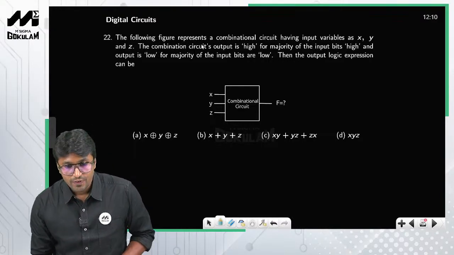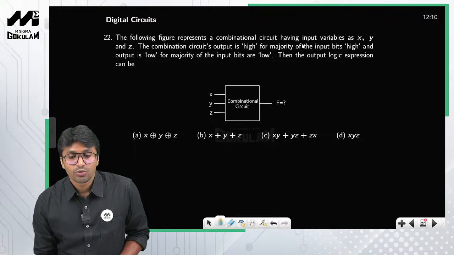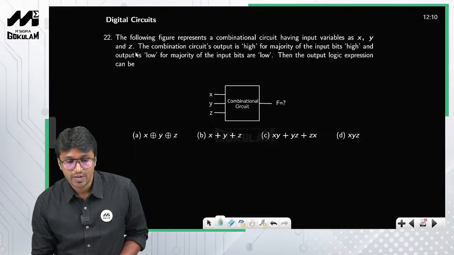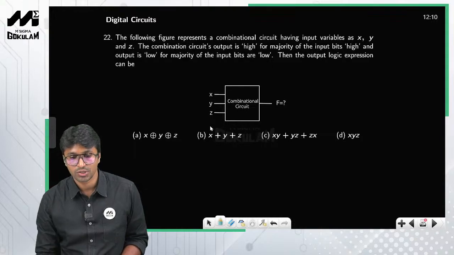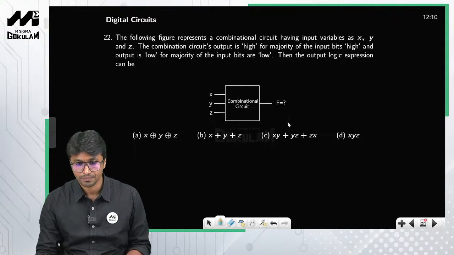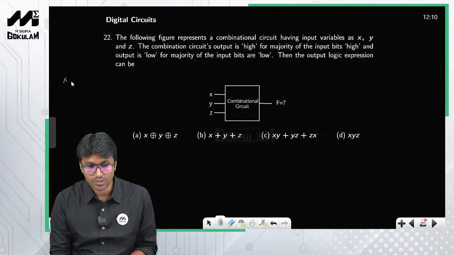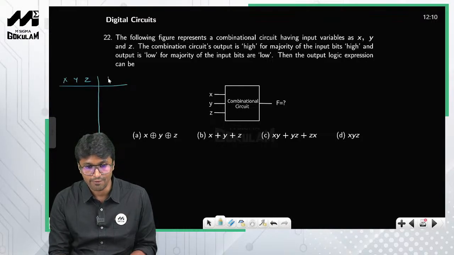The following figure represents a combinational circuit having input variables x, y and z. The combinational circuit's output is high for the majority of the input bits high, and output is low for the majority of the input bits low. So you have three inputs, x, y and z, and the output is f.